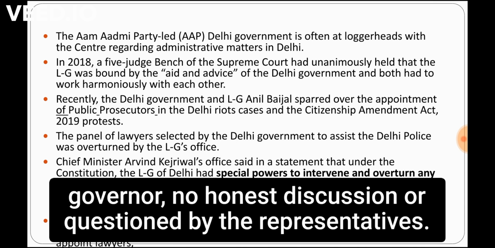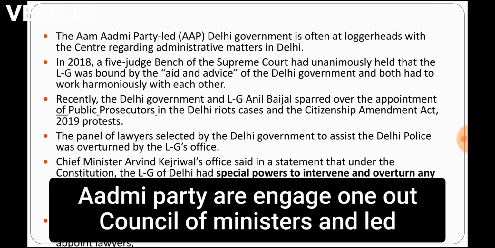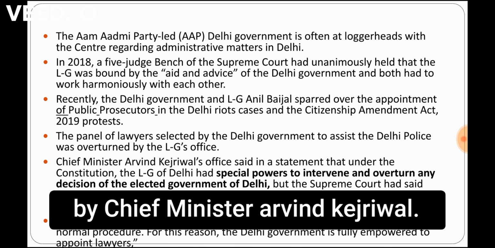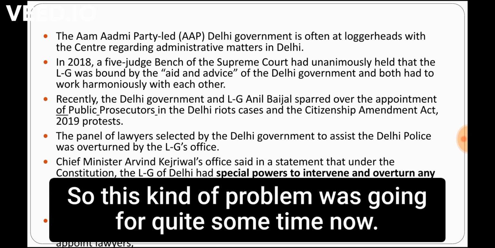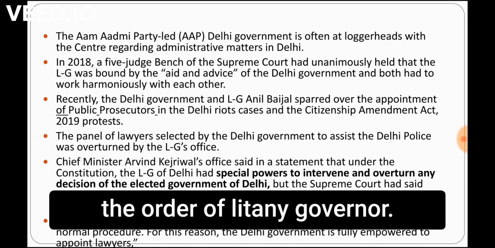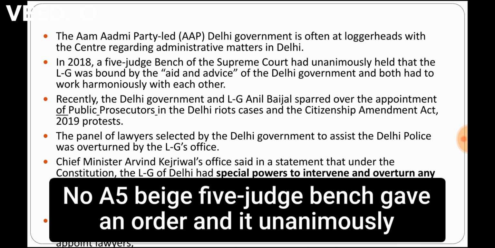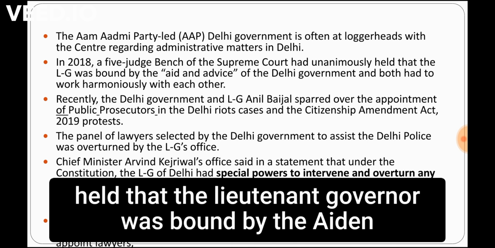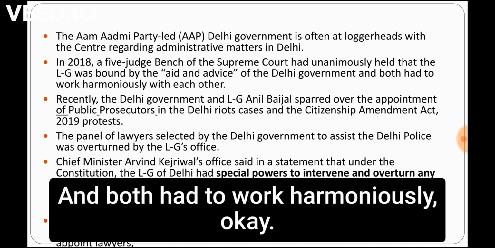In fact, when decisions taken by the Lieutenant Governor at his discretion are questioned by the representatives, that is the legislators of the Aam Aadmi Party, the Council of Ministers led by Chief Minister Arvind Kejriwal questioned the actions of the Lieutenant Governor. This kind of problem was going on for quite some time. So there was a petition filed in the Supreme Court regarding the order of the Lieutenant Governor, and in 2018 a five judge bench gave an order, and it unanimously held that the Lieutenant Governor was bound by the aid and advice of the Delhi government, and both had to work harmoniously.